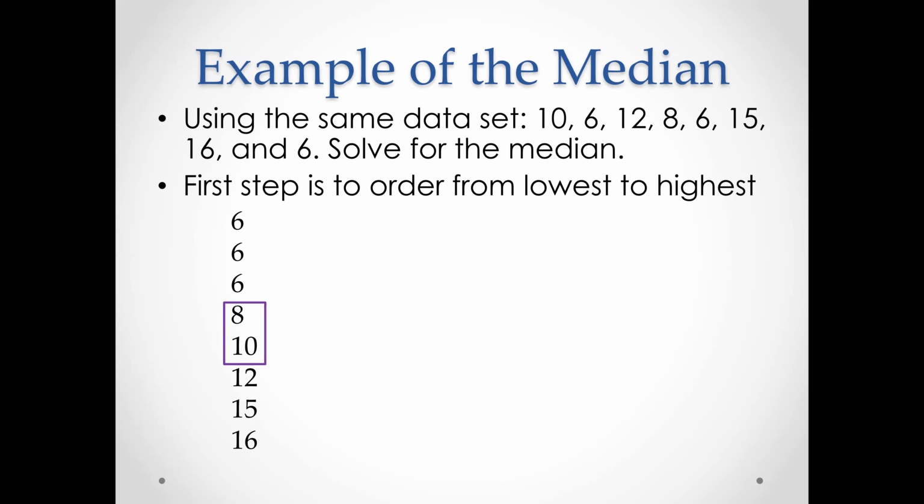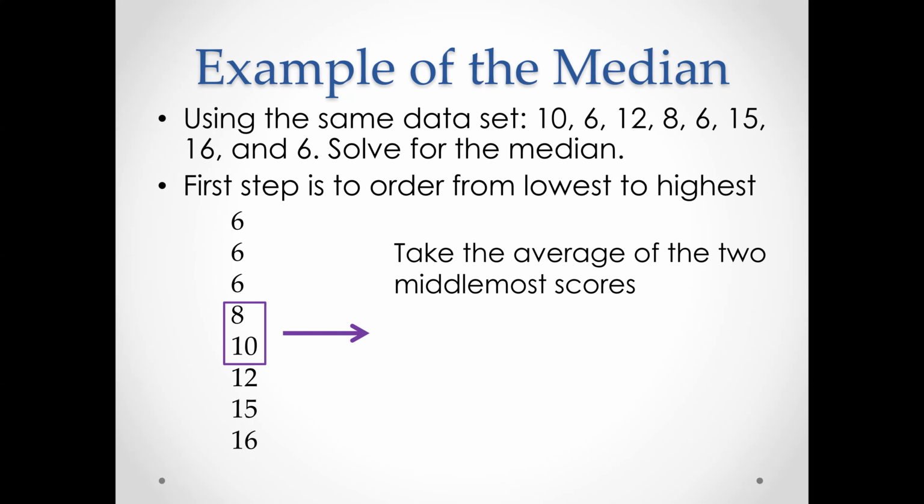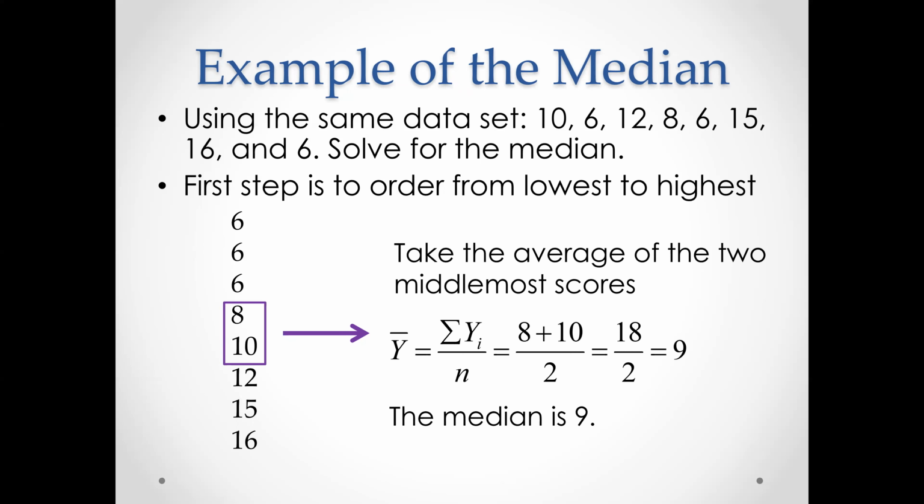And like I was saying before, what we need to do is we need to take the average of these 2 numbers to get the median. So if we have 8 and 10, that gives us 18. Divide that by 2 because there's 2 numbers. 18 divided by 2 gives us 9. So 9 is the median for this data set.